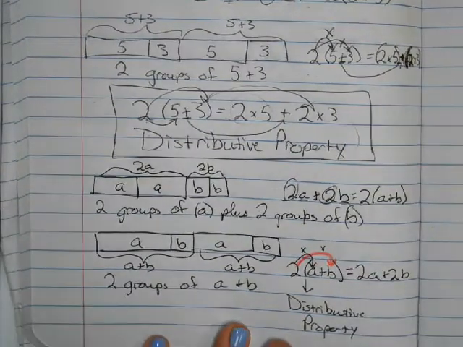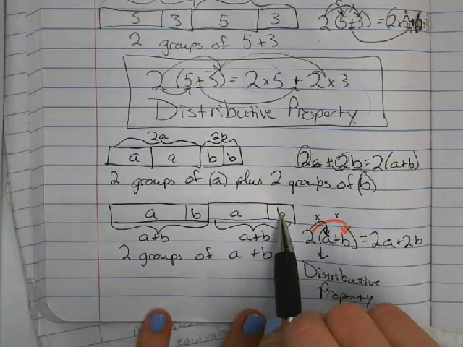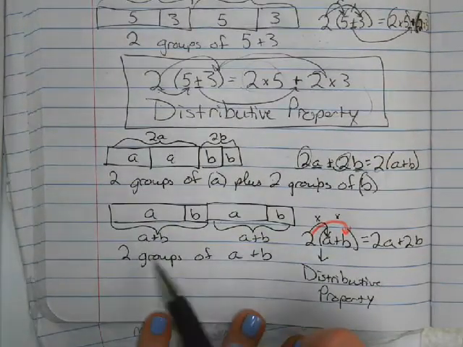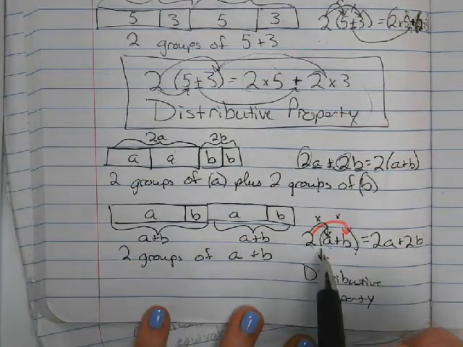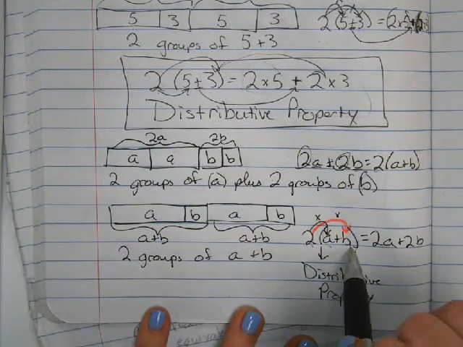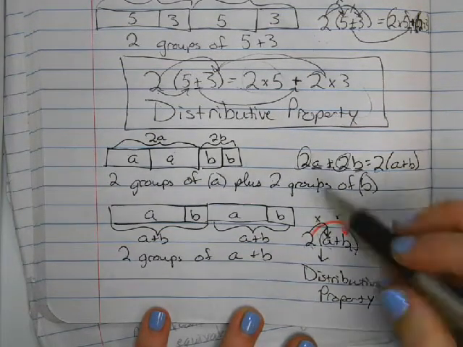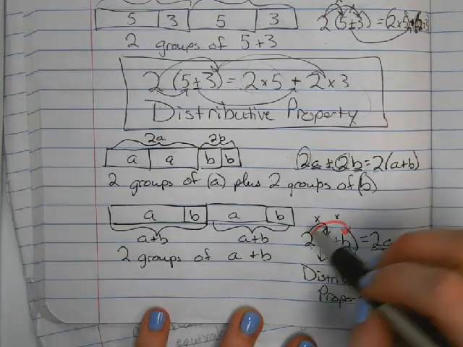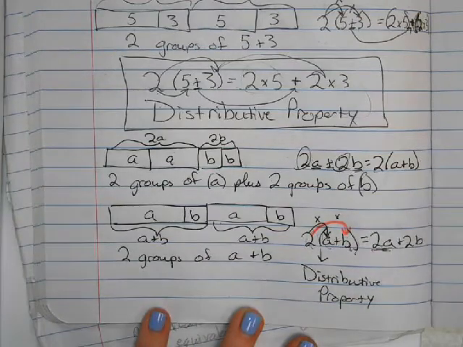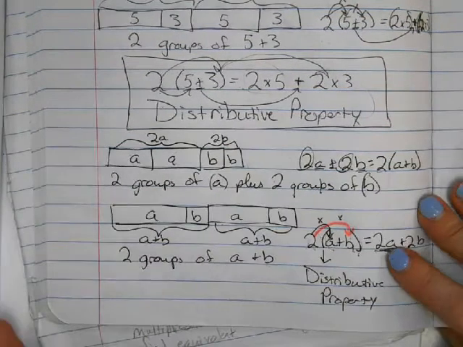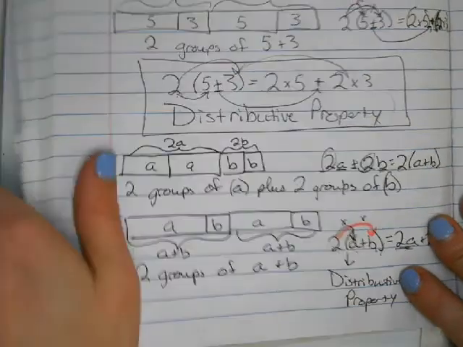So if we look here, we have A plus B plus A plus B. And that would be two groups of A plus B. Two groups of A plus B is written this way. And then using the distributive property, I take 2 times A first, and that becomes my first one. Then I take 2 times B, which gives me 2B, and then we have that plus sign in between, and that's the distributive property with only variables and a 2.